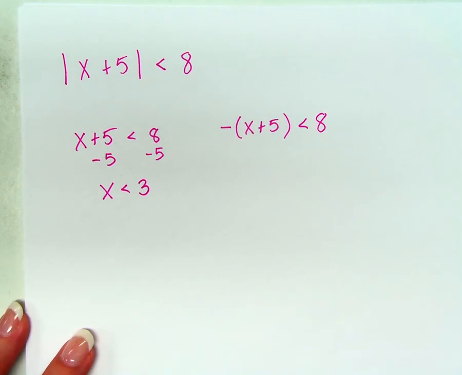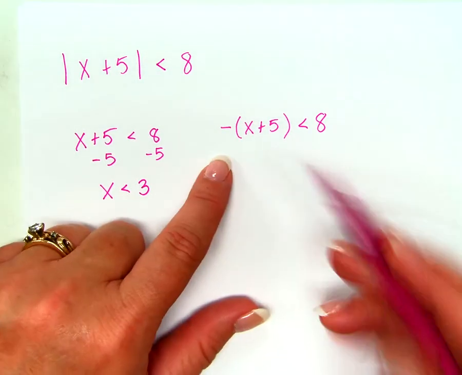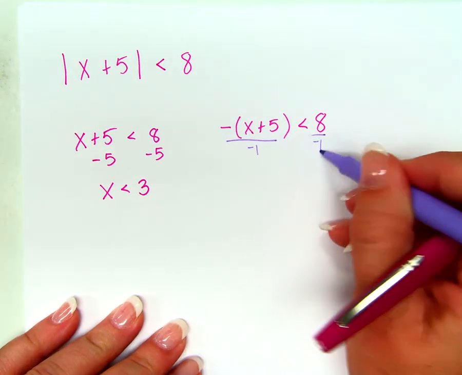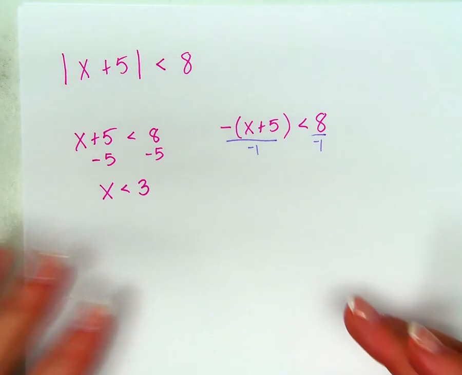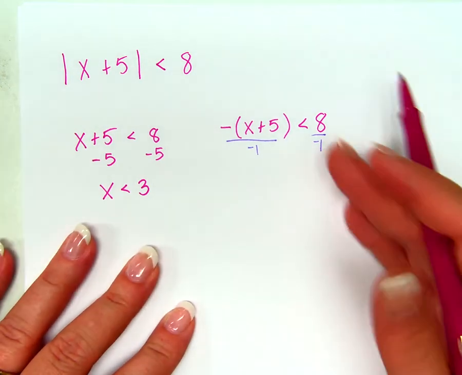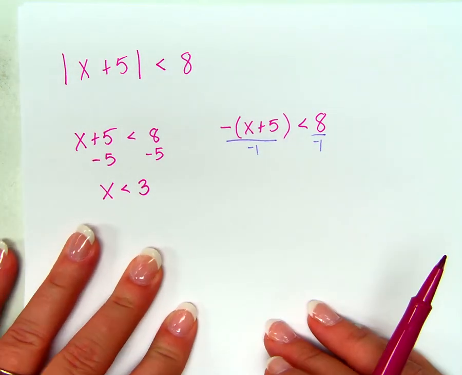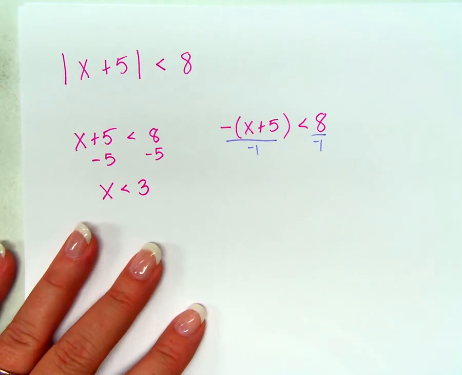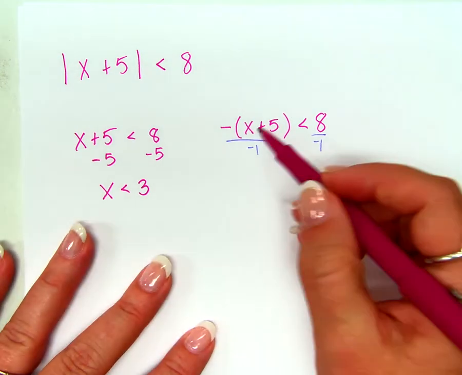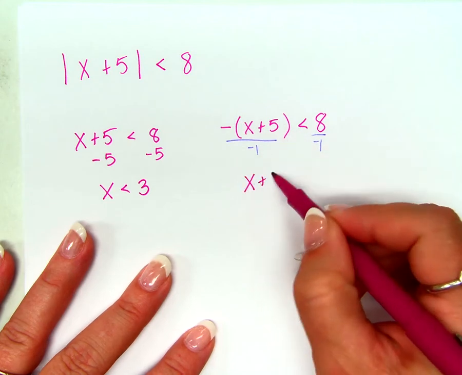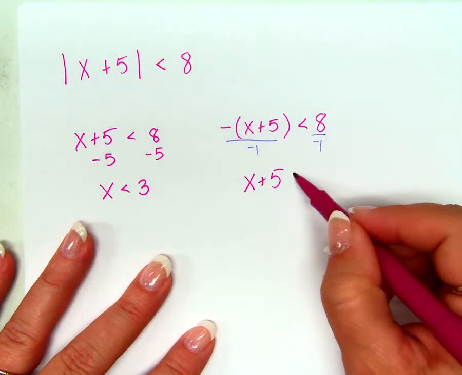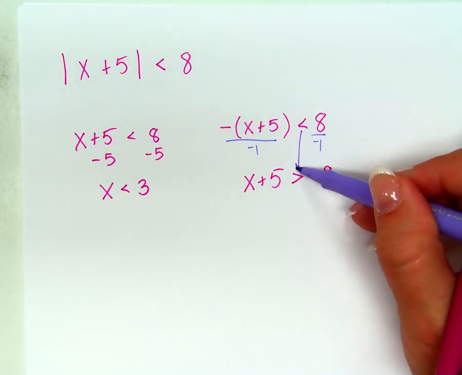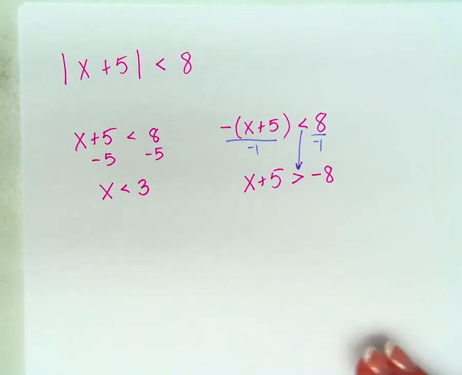I promise. Okay, but I might suggest to you that you go ahead and divide by a negative 1 right here, because you're more likely to remember to flip the sign at this point in the problem, like the very beginning, than if you wait till the end. But again, like I said, neither way is more correct or wrong. Okay, so here we have x plus 5 greater than negative 8. Because right here, we divided by a negative number, so we flipped that inequality sign. Okay?